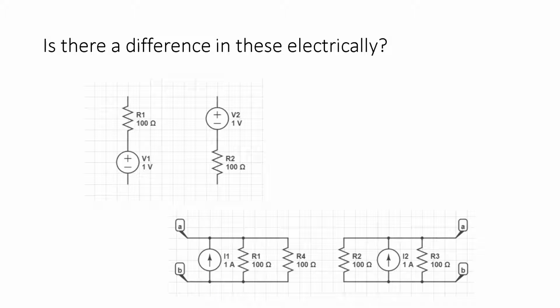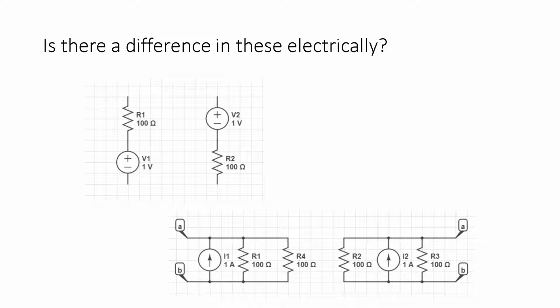So in this part of the lesson, we're going to look at equivalent circuits, and we're going to look at if there is a difference between certain circuits electrically. And so this top one here, we have a resistor followed by a voltage source, and the resistance on that is 100 ohms, and the voltage source is 1 volt.